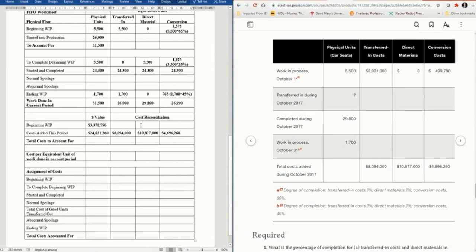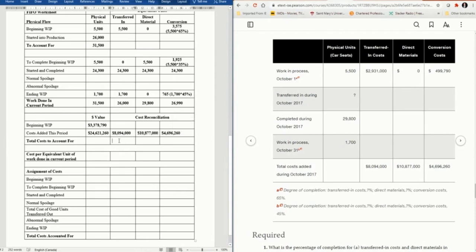But the reason I did not put in the numbers here and here, I only put it in total, is because in the FIFO approach, we only want to look at what's the work we did this month, right? Remember, we didn't show the work that was part of beginning work in process. So we didn't show the effort or the new inputs unless they were new this month. So the same way, I only want to show the costs that are new this month in terms of my cost to account for.